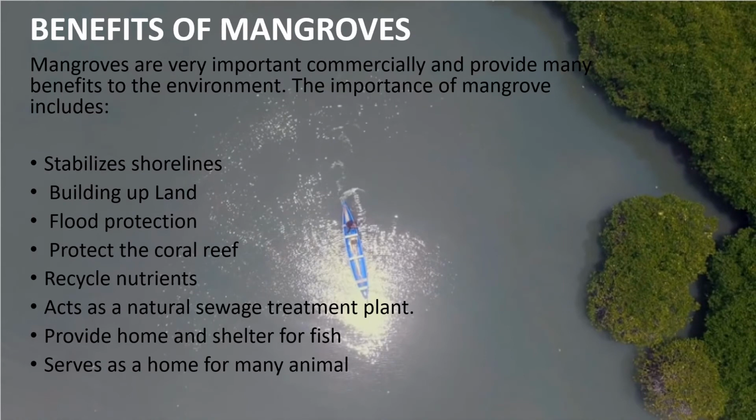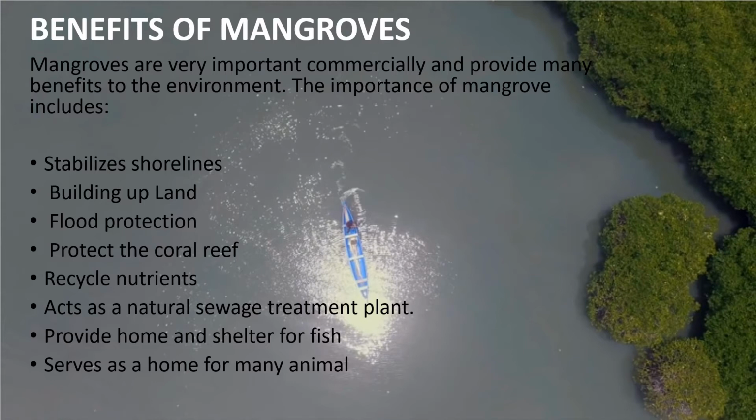My name is Jonathan Thomas, and I'll be doing benefits of mangroves. Mangroves are very important commercially and provide many benefits to the environment. The importance of mangroves include stabilizing shorelines, building up land, flood protection, protecting the coral reef, recycling nutrients, acting as natural sewage treatment plants, and providing home and shelter for fish. They also serve as a home for many other animals.